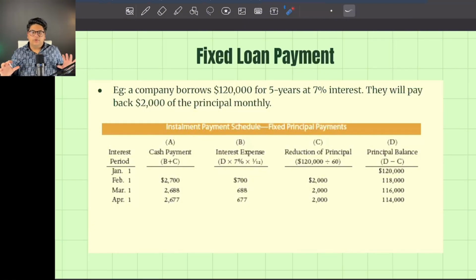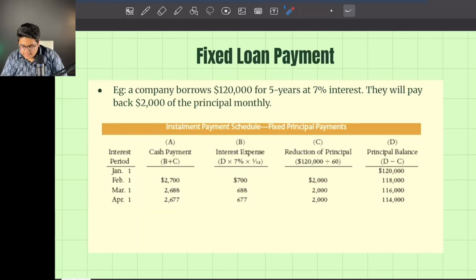So with a loan, there's two portions to it. You have the interest, which is basically like your service fee for borrowing the money, and then you have the actual loan, which is like the actual money that you borrowed. You got to pay both of those back. With a fixed loan, you're paying consistently $2,000 of the principal. So let's say you got a loan on January 1st, right? Well, you don't really have any payments till then, so your principal balance is 120K. What you do is on February 1st, you pay back $2,000 from your principal balance. Now your principal balance is 118K.